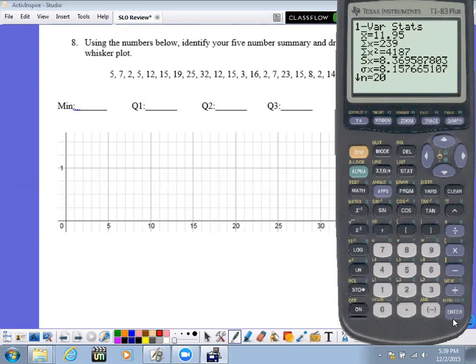It's going to give me all these things. Remember, we had the mean. If you wanted to use that, there was standard deviation right there. There was how many terms that you had, 20 right there. But then if you scroll down, there's your 5-number summary. Minimum, 2. Q1, 5. Median, which is also Q2, 12. Q3, 15.5, and our maximum of 32, excuse me. So 2, 5, 12, 15.5, and 32.